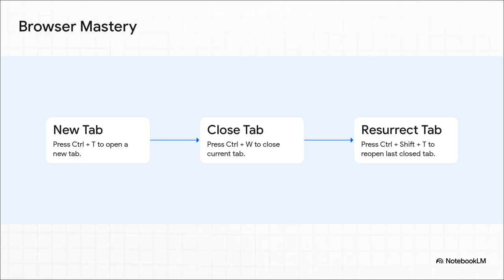Picture this. You're working away. Step 1, you hit Ctrl+T to open a new tab quickly. Step 2, in your rush, you mistakenly hit Ctrl+W and close the completely wrong tab. Absolute disaster, right? Well, not anymore. Step 3 is your ultimate superpower. Pressing Ctrl+Shift+T resurrects that exact tab instantly. It's like magic. You can confidently close tabs knowing you have the ability to bring them back from the dead.